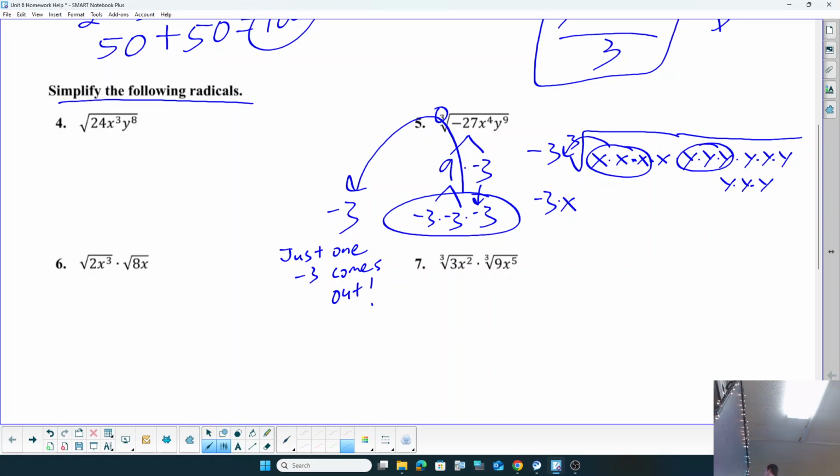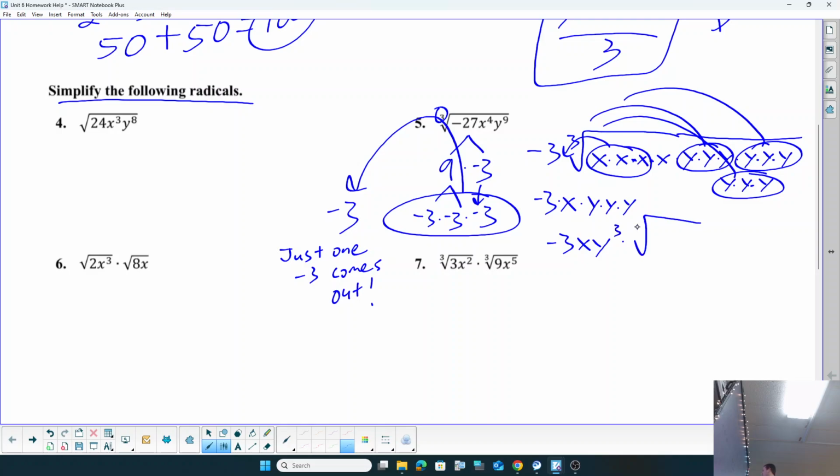And then we have 1, 2, 3 triplets for the y's. And so one of them comes out, one of them comes out, and one of them comes out. So that's -3x times y to the 3rd power times the cube root of anything that's left inside that couldn't come out. And that is the x. We have an x that didn't come out, so it's still under the cube root. So that's how we do it.